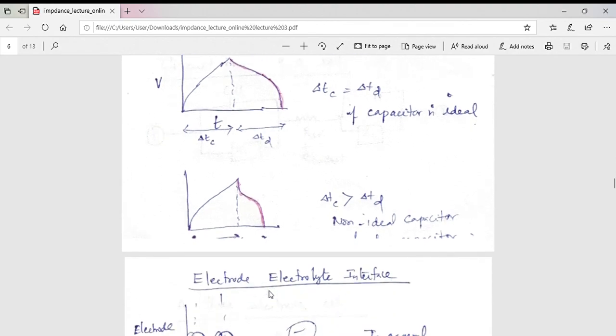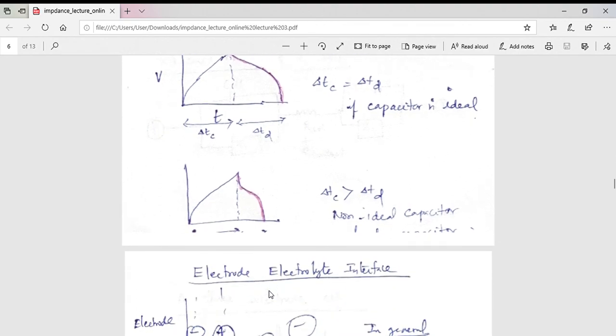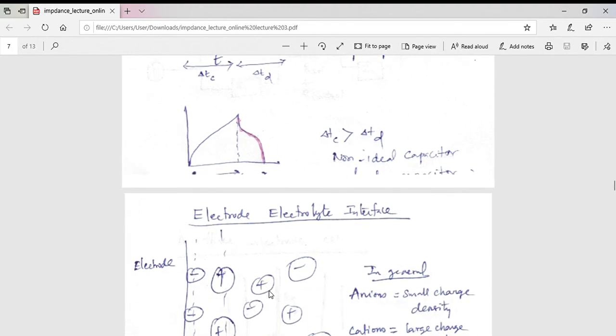Probably the charge has left the plate and entered into the electrolyte. So it's a Faraday reaction. Probably charge is lost by a Faraday reaction. So it's called a leaky capacitor.